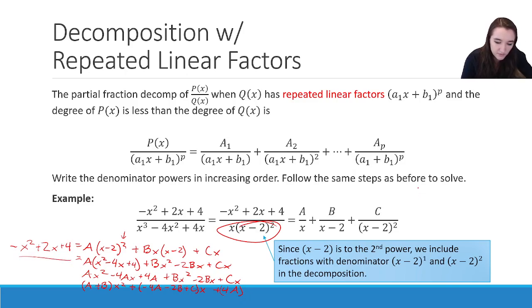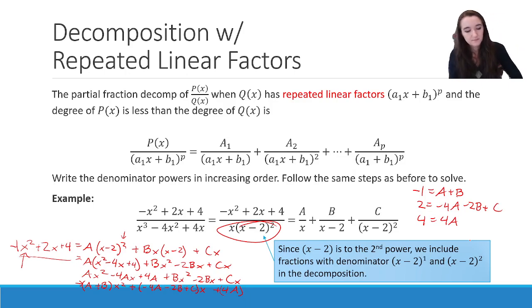And so when we build our system of equations, again, I didn't give myself a heck of a lot of room to go through this example. The coefficient of the x squareds is -1, so next to the x squareds is a plus b. So -1 equals a plus b. Then 2 is equal to -4a minus 2b plus c. And finally, 4 is equal to 4a.